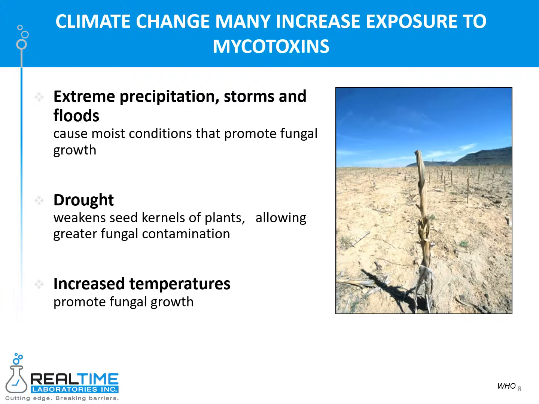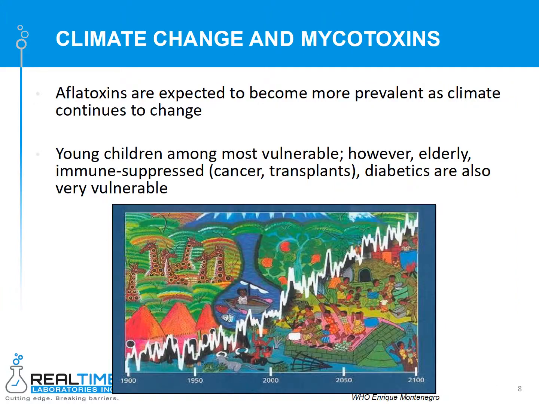Or you can have a drought where that weakens the seed kernels of plants, and so then the mold likes to get in there and can contaminate it, but most importantly, it grows and produces the toxins. So increased temperatures can also promote fungal growth. Aflatoxins are expected to become more prevalent as climate continues to change.